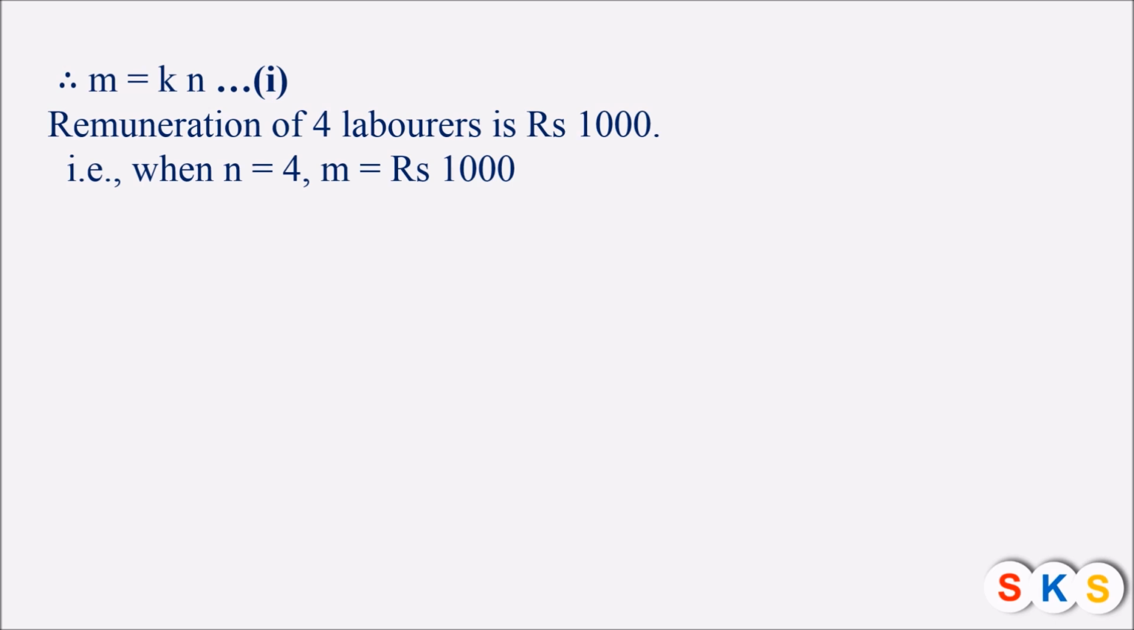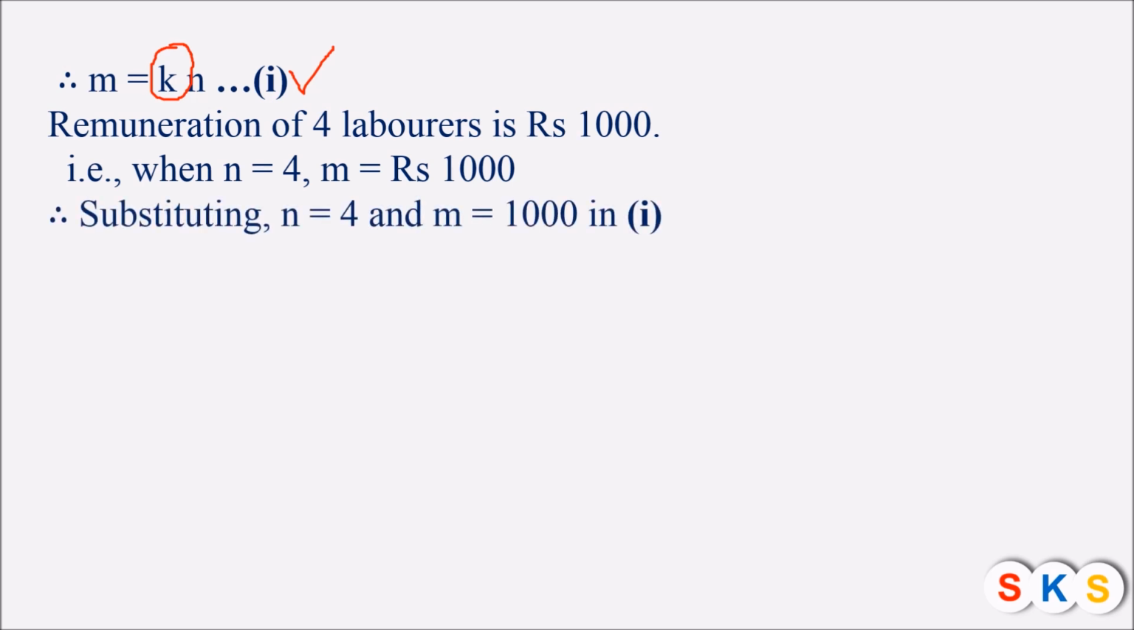Now we are going to substitute the values of m and n in equation number 1 to get the value of k. So substituting n equals 4 and m equals 1000 in equation number 1, what will we get? 1000 equals k into 4. Now we will shift 4 to the left hand side, so we get k equals 1000 upon 4. Now for the cancellation part, we divide 1000 by 4. We will get k equals 250.